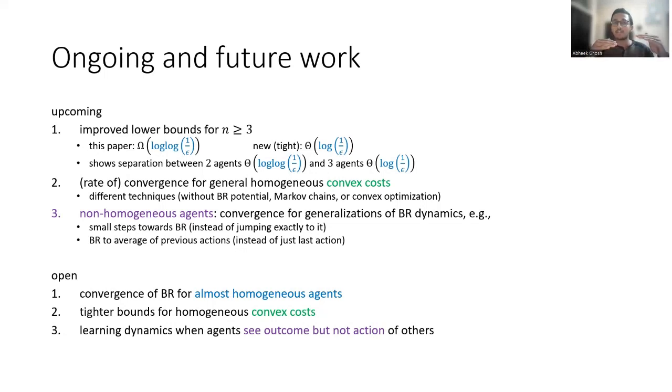Some open problems are to study convergence of best response dynamics for almost homogeneous agents, where the agents have different cost functions but not too far away. For this, we empirically see convergence to the equilibrium, but we do not have a formal result. Other open problems are tighter bounds for homogeneous agents and convex cost, and learning dynamics where the agents see outcomes but not actions. In particular, this is relevant when the agents only see who wins the game, who wins the contest, but not the probability distribution of each agent winning.